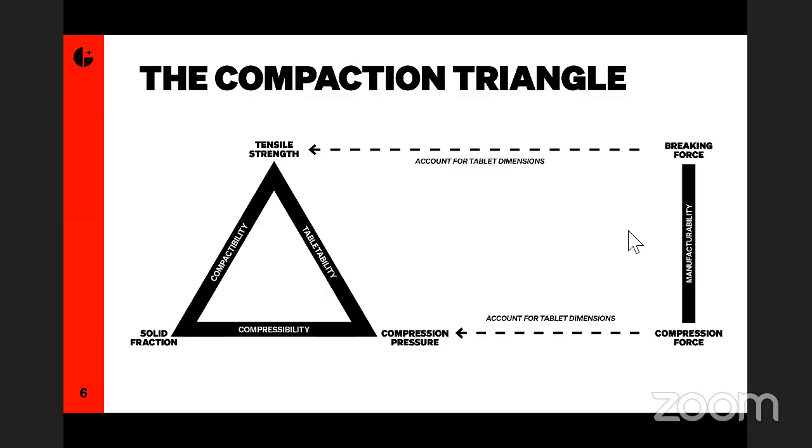Similarly, you measure the hardness of the tablet, but you need to convert this to tensile strength to take account of the tablet's dimensions. And these are fairly straightforward calculations, but these mean that the tablets that you analyze in your compaction analysis don't have to be the same size and shape as those that you're making on production. You can still get valuable data using different size and shape tablets.